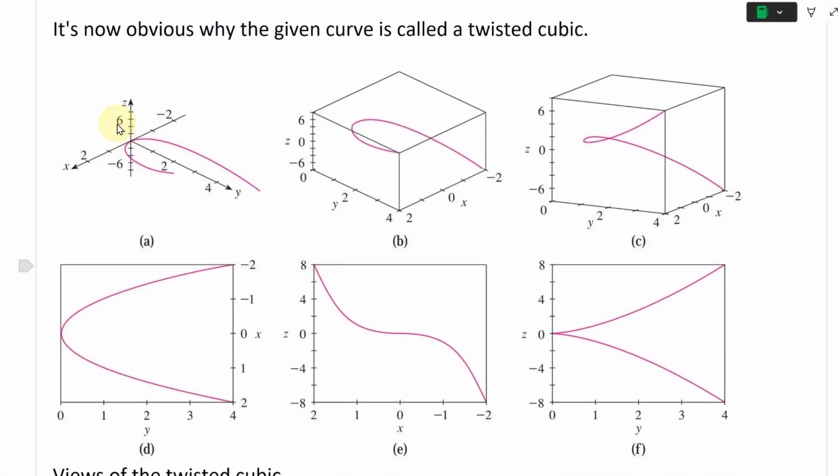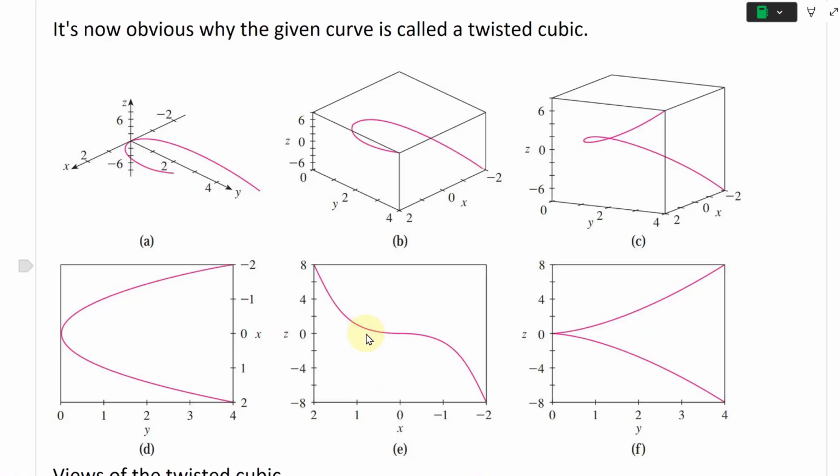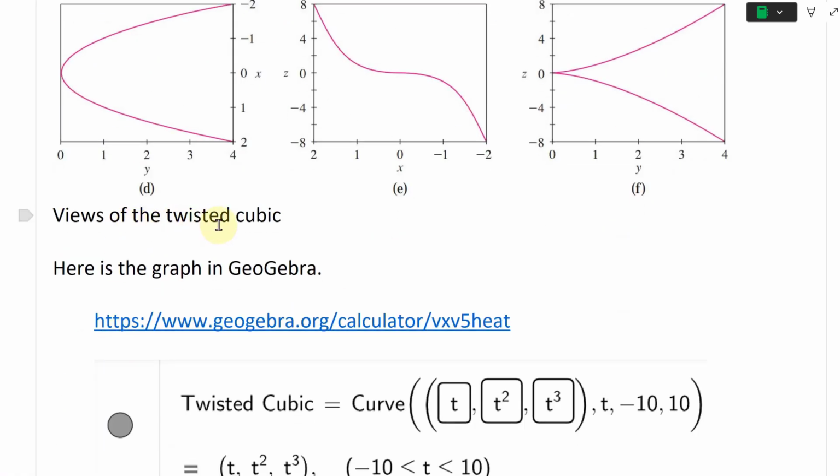So here it is without the box, and there it is with the box. This is all the views in one place, from a different vantage point. There's the top, there's the front, and there's the side view. Actually, no, this one is the front view. This is the front, that's the side, and this is the top. Yes, I think so. So these are views of the twisted cubic.